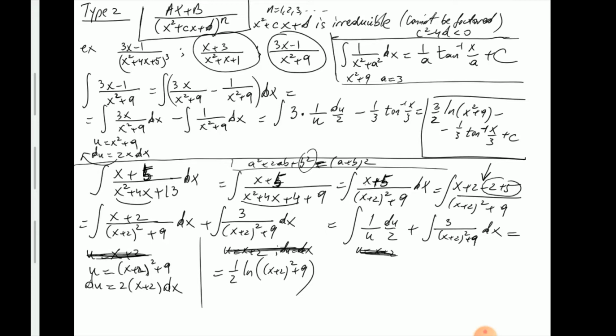This one basically, x plus 2 is like x if you do that substitution. So you could think of this as the same type of integral, like 1 over x squared plus a squared. So it's going to be an arctangent. So you can take the 3 out, and then it's going to be 1 over (x plus 2) squared plus 9. So that ends up being 1/3 inverse tangent of (x plus 2) over 3 plus a constant c.